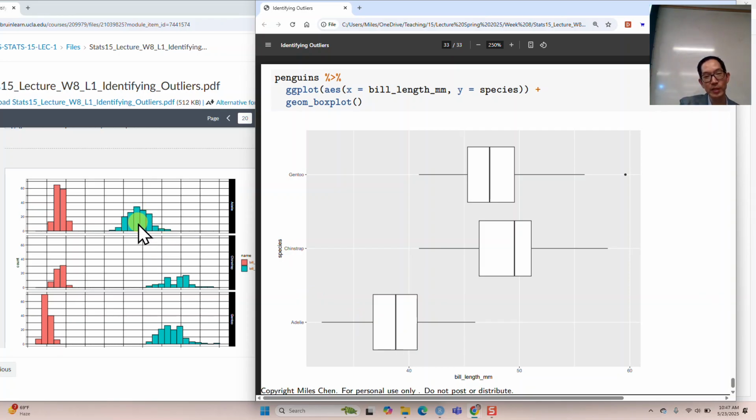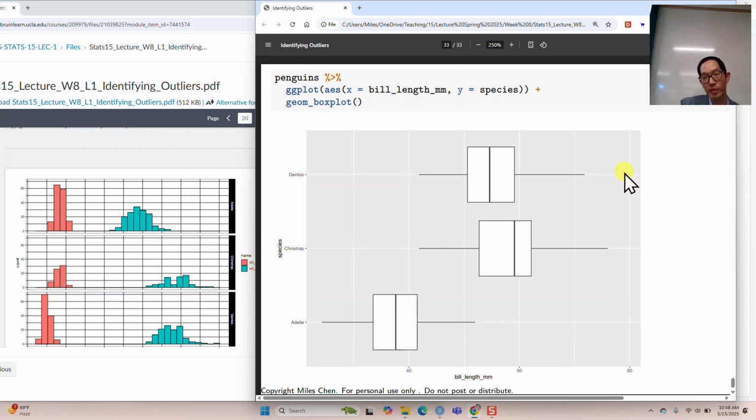The center of the Adelie penguins' bill length is lower compared to chinstrap and Gen 2. And that's what we see. The chinstrap has the highest median. Gen 2 is a little bit lower than the chinstrap median. And we also get a sense of any outliers.